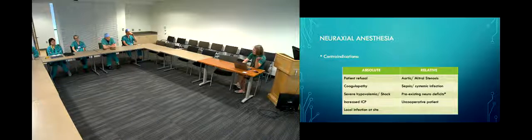Local infection at the site, we don't want to introduce something right into the neuraxis from a local infection. There used to be a pretty strong opposition to doing spinals in patients with aortic stenosis. I think you still need to be very careful, but because we have some of these other techniques, we can do things like a combined spinal epidural where we have a small dose and then see what happens. We can slowly dose an epidural on top of that. It's not an absolute contraindication.